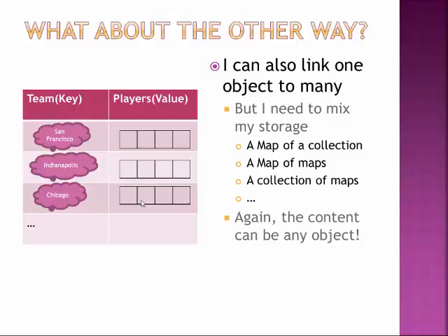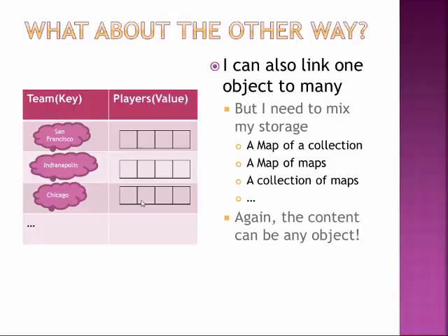The other way around, though, if I want to ask the question, which players play on a team, I would have to construct the map differently. So I can put the team out there as the key, again, assuming I've done either my comparator or my hash code appropriately. And then I can have some sort of complicated object to list the players. It could be an array. It could be a collection. It could be a map.